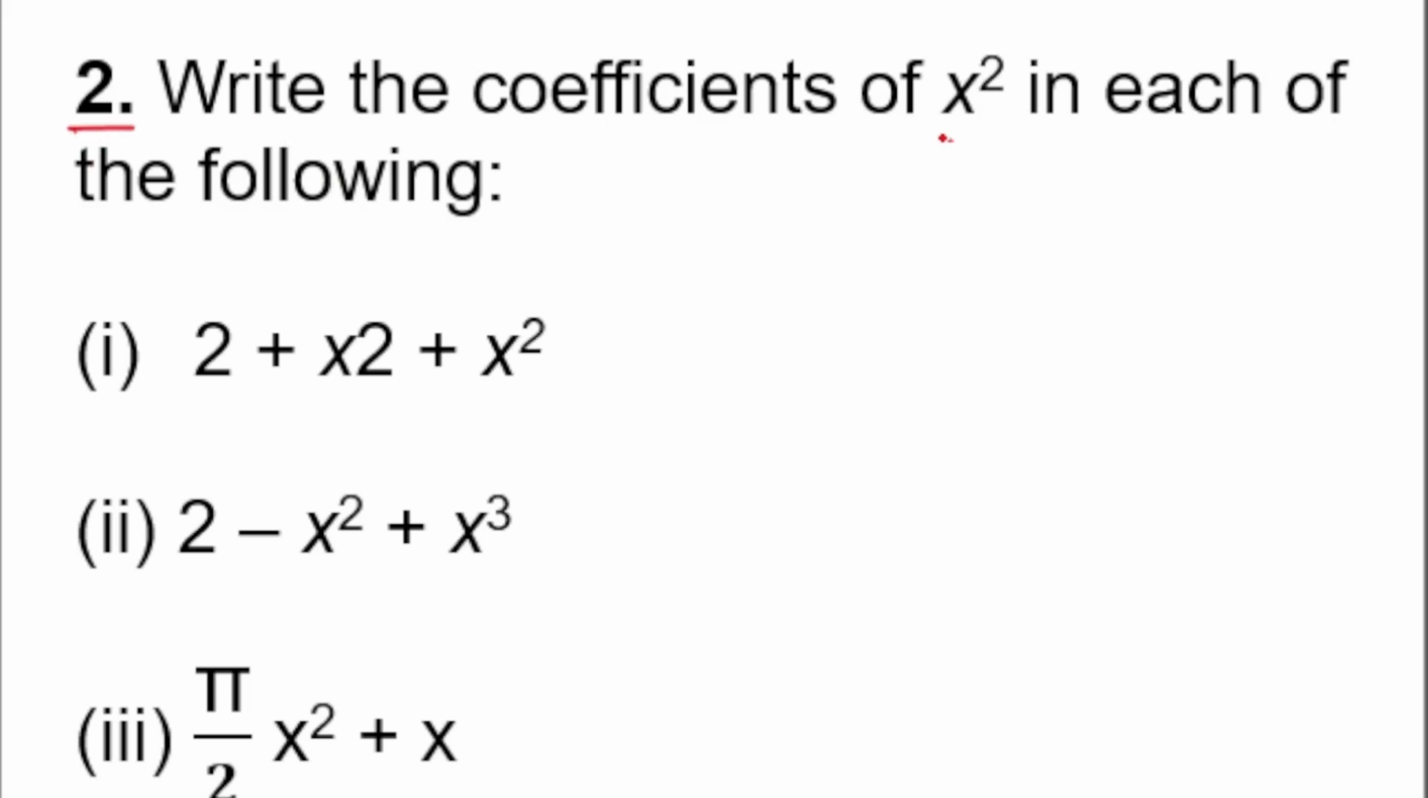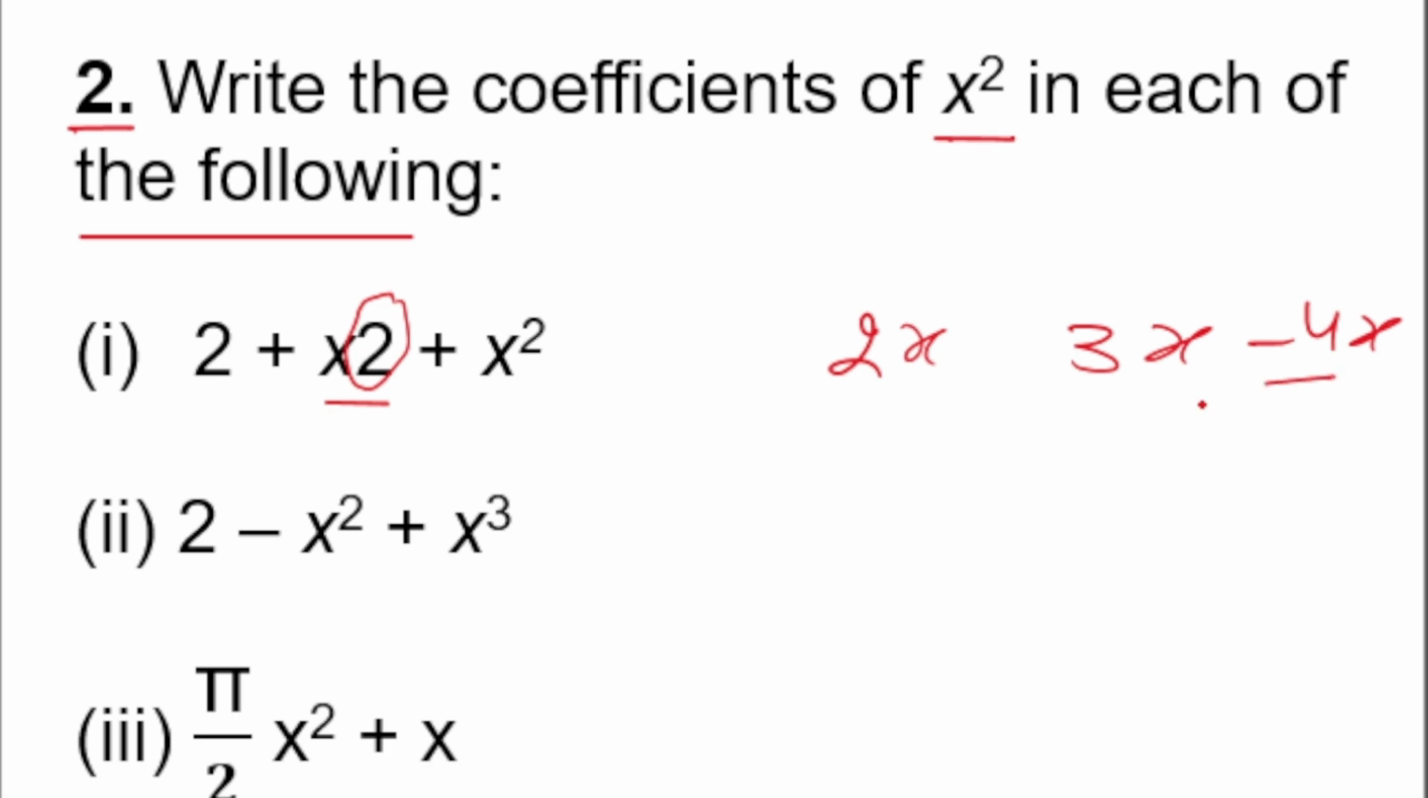Write the coefficients of x² in each of the following. So in this case, it is 2 + x². This is not x². This is x into 2. That means 2 is a coefficient. But deliberately, they have written it after 2. Generally, we write coefficients before the variable, like 2x, 3x, −4x. So these are coefficients and this is the variable. So generally coefficients are constants.